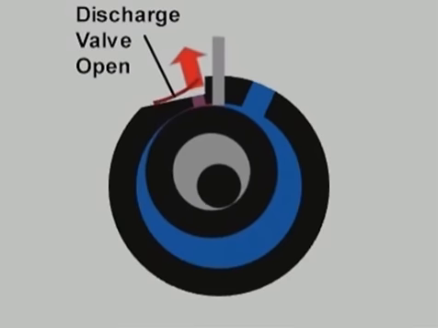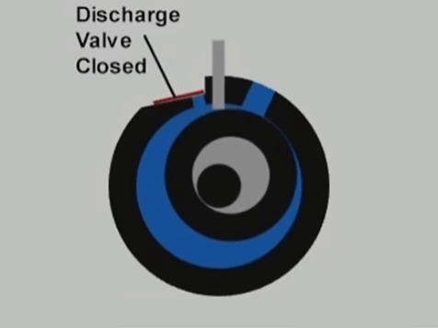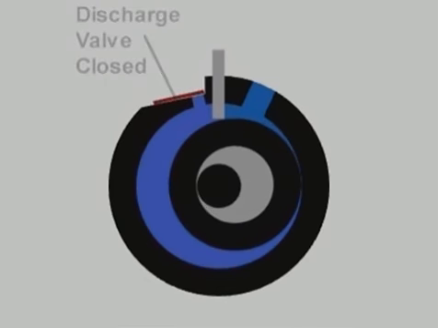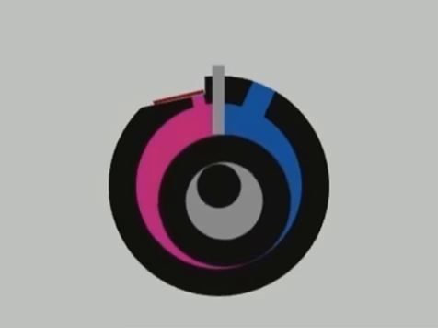The discharge valve closes when the rolling piston reaches top dead center. Then the cycle is ready to begin again. This is the mechanical positive displacement vapor compression cycle using a rotary compressor.